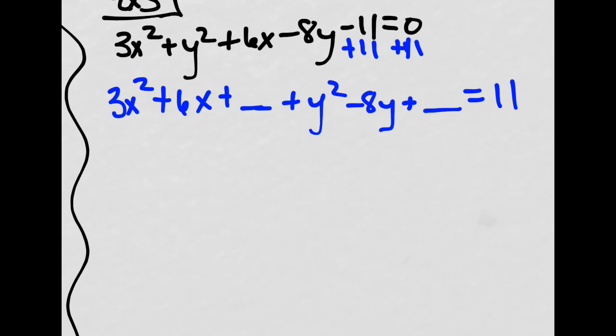But first, what have we got to do? Yeah, look in front of the squared terms. There's just a 1 there, and there's a 3 here. We're okay if the coefficient's 1.